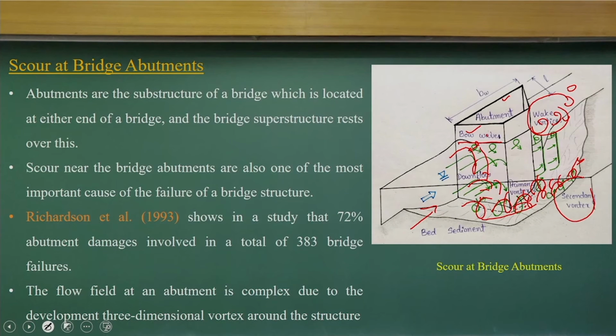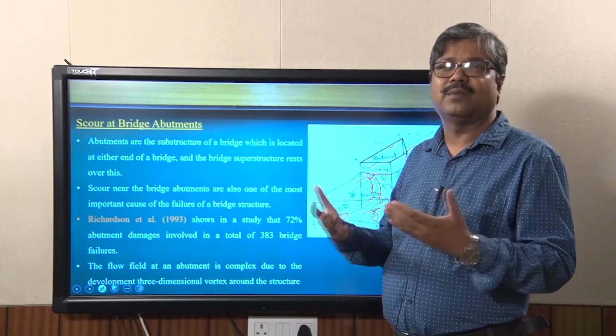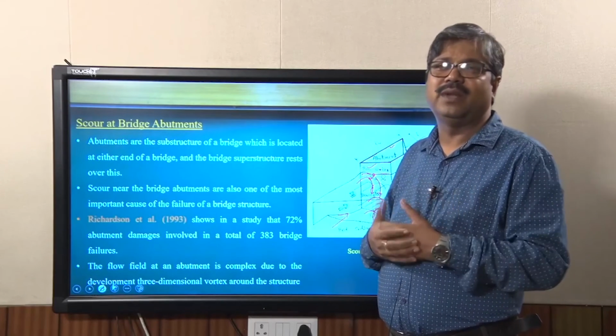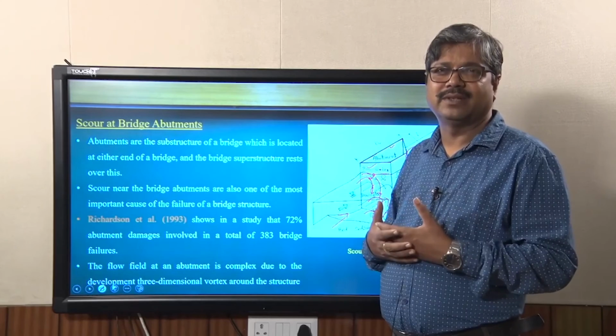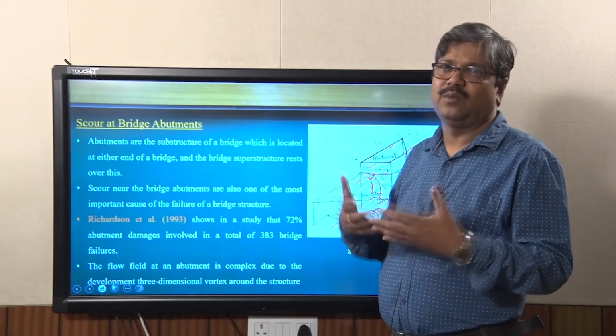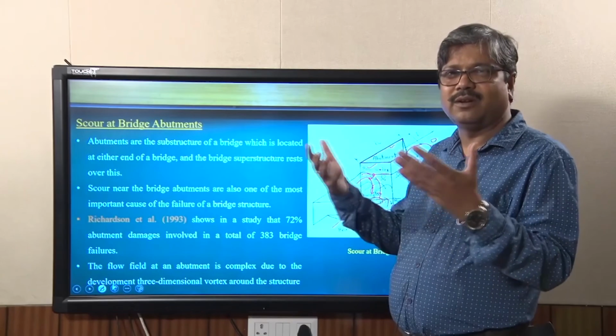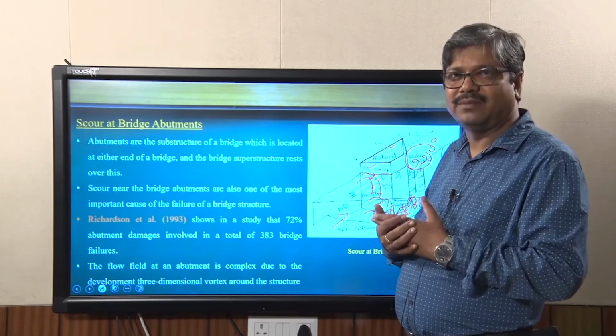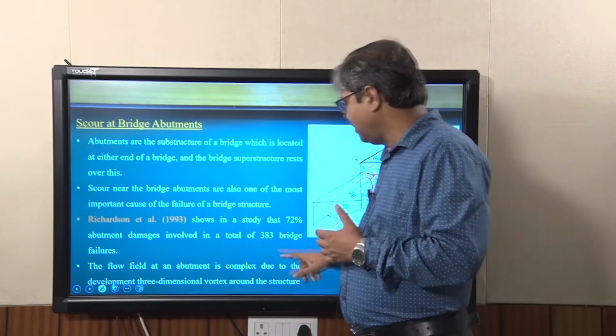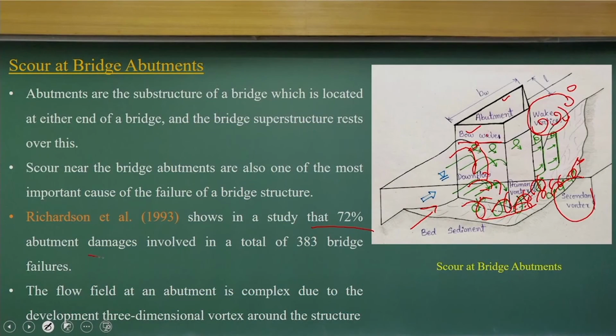Now the same approach we will discuss here: conducting a series of experimental studies or field measurements, establishing the empirical equations, and validating them against bridges which are already constructed, where they validate the scour depth. So basically, 72% abutment damage was involved in 383 bridge failures. So bridge failures often happen because of damage at the abutment.